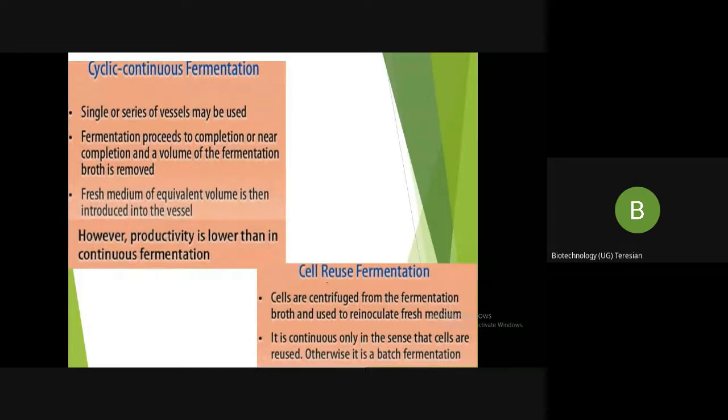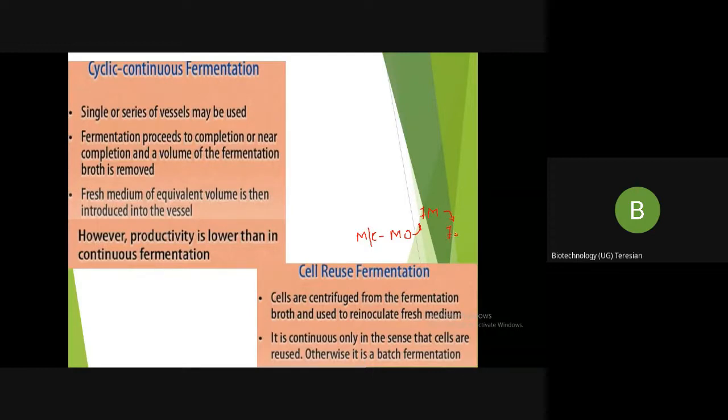Then the cell reuse fermentation. Cells are centrifuged from the fermentation broth and used to re-inoculate the fresh media. So here what happens? I have my media, and my media has the culture. I again separate them by centrifugation. What do you mean by culture? Culture is nothing but your microorganism. I take that microorganism and add it to the fresh media. Again, this fresh media I'm going to add into the fermenter.